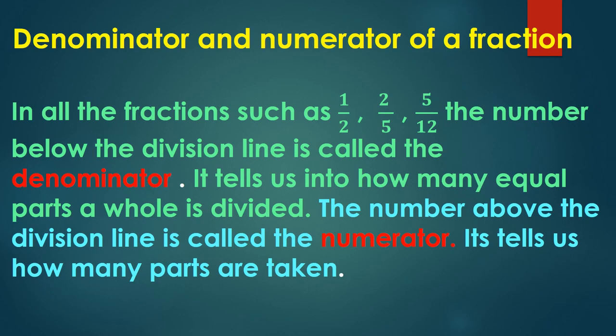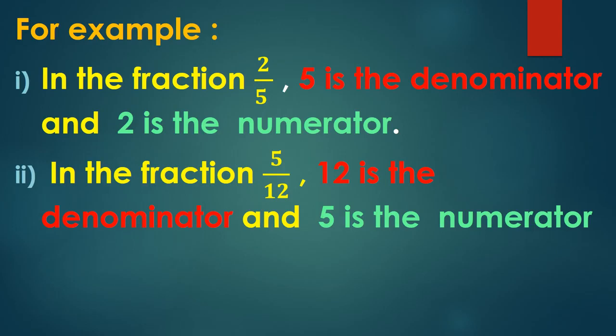So in 1 upon 2, total parts are 2 and we have taken out 1 part. In 2 upon 5, 5 is the total number of parts and we have taken out 2. In 5 upon 12, 12 are the total parts and we have taken out 5. See some examples now. In the fraction 2 upon 5, 5 is the denominator and 2 is the numerator. In 5 upon 12, 12 is the denominator and 5 is the numerator. Hope you have understood now what is denominator and what is numerator.